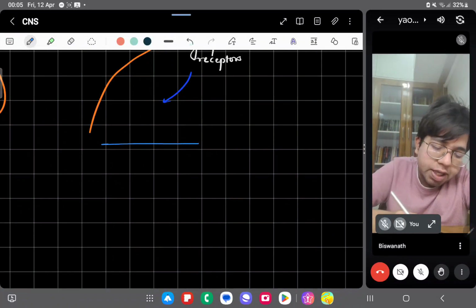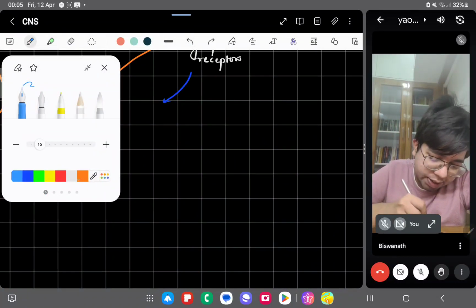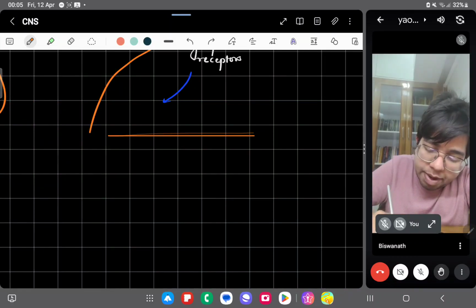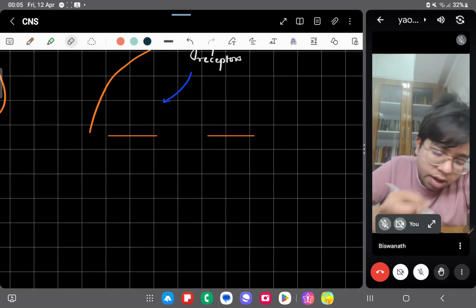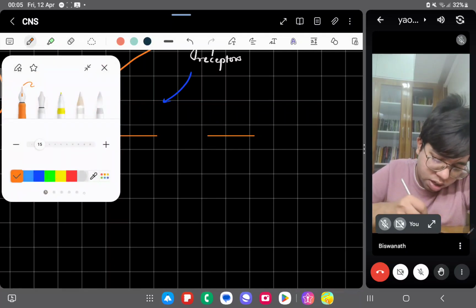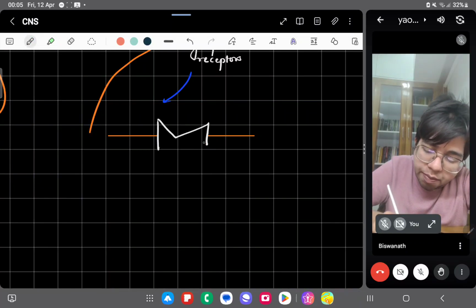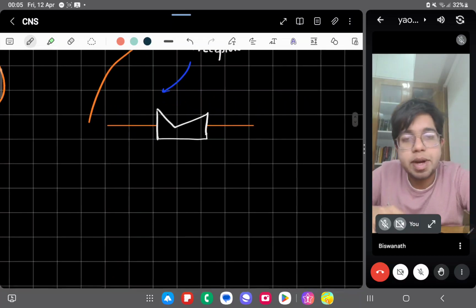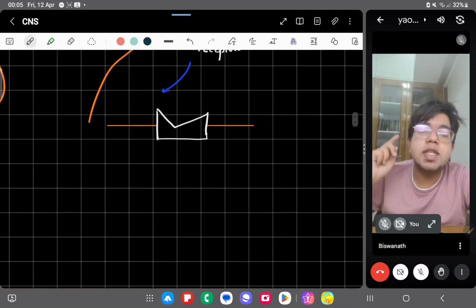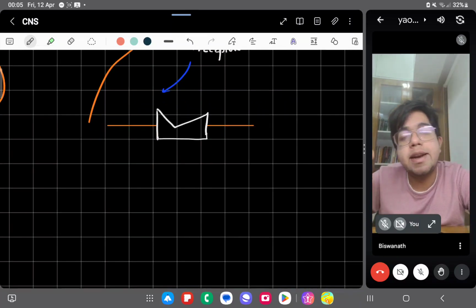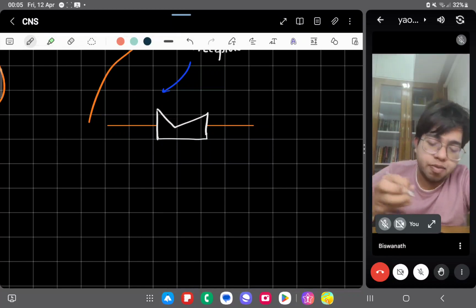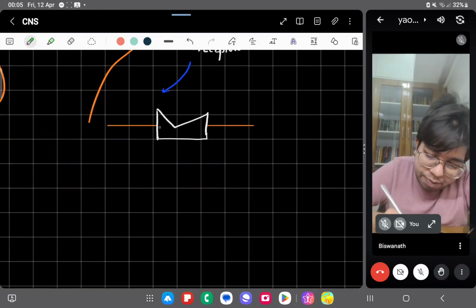So if you see the receptor, this is the postsynaptic membrane. Let's assume this is your postsynaptic membrane, and here is your receptor. Let me maintain the color coding. Here's a receptor, right? So the receptor has two components. One is an intracellular component. One is a binding component.